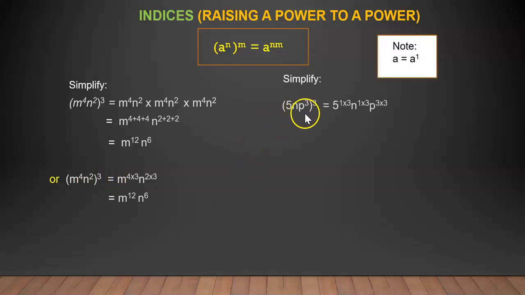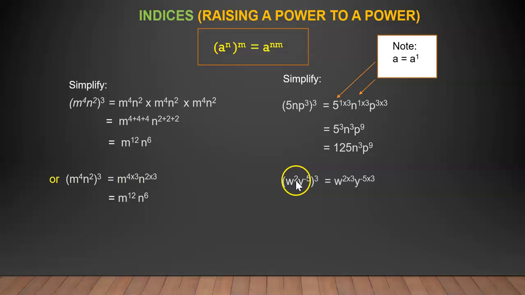So if you have 5n p cubed raised to the third power, everything inside the bracket, including the 5, will be multiplied. All the powers will be multiplied with 3. So 5 hasn't got a power. If there's no power, that means the power is 1. So 1 times 3. And for the n, 1 times 3 as well. And for the p, 3 times 3, which will give you 5 cubed n cubed p to the 9th. We're going to simplify 5 cubed further. That will mean 5 times 5 times 5, which will give you 125. And just copy the n cubed and p to the 9th.